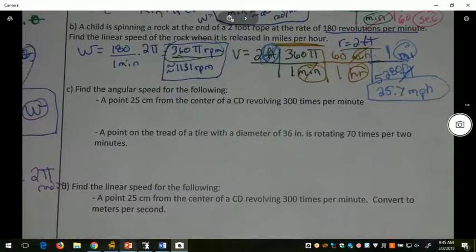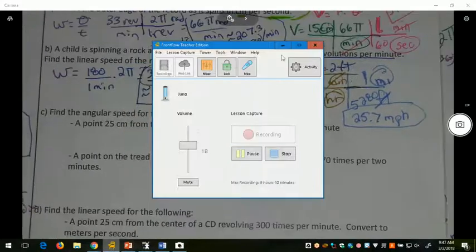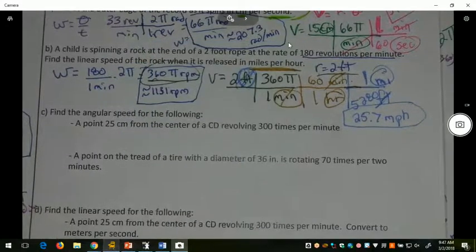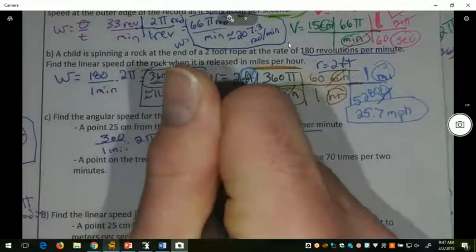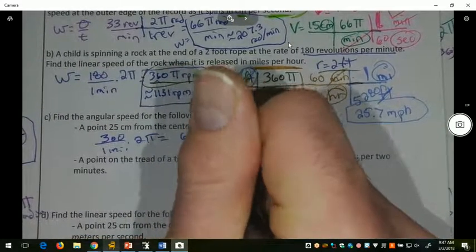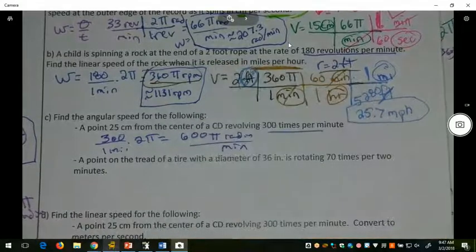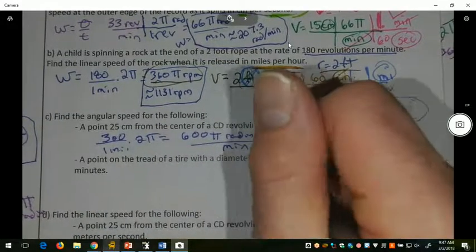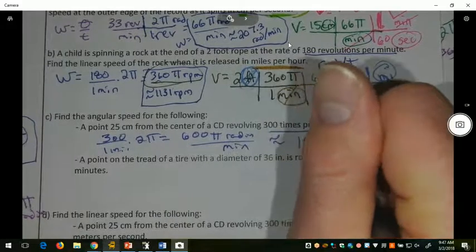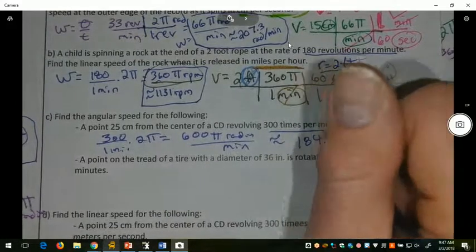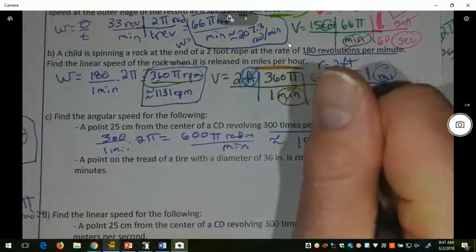Please try letter C. All right, so let's take a look at this. You had 300 times per minute. That's per minute, so 300 per 1 minute times 2 pi is 600 pi radians per minute. And in your calculator, 600 pi is roughly 1884.95, so 1885.